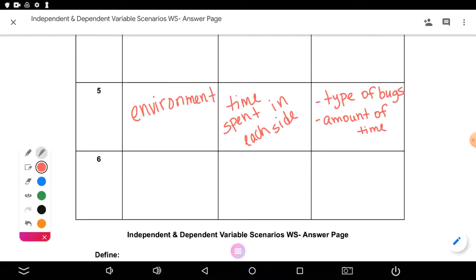Okay, and again, I don't want you to spend a ton of time coming up with 100 control variables. Try and get 1 or 2. Okay, if you get 1 or 2, you're good. Okay, you don't have to list them all.